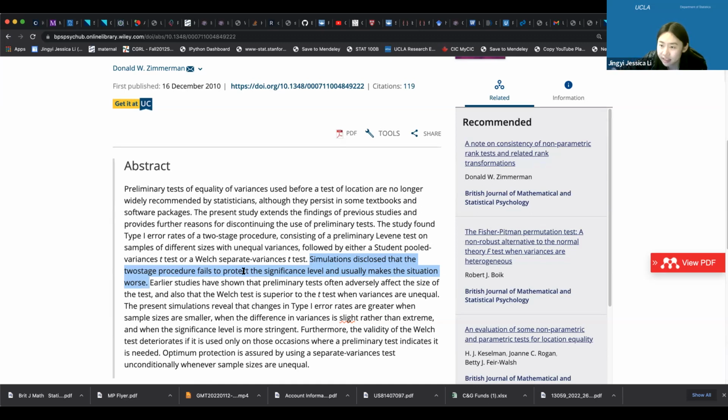So therefore, the actual type 1 error and type 2 error of the entire two-stage procedure is not just the type 1 error of your second step. In the second test, when you say, I do the Welch's test, I'm conditional on the first test, right? But what you care about is the overall, the entire procedure. So that's why there's no guarantee that using a pretest will really help.